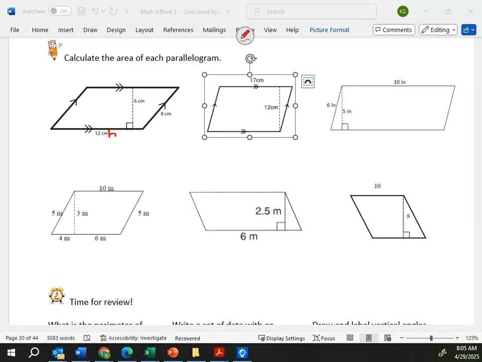Our base is that bottom base. Our height is that perpendicular line. We've got that little right angle. That is our height. We don't worry about the diagonal. So Kylie is absolutely right. To find our area, we're going to multiply base times the height. 12 times 6. What does that equal, Kylie? 72. So my area is 72.